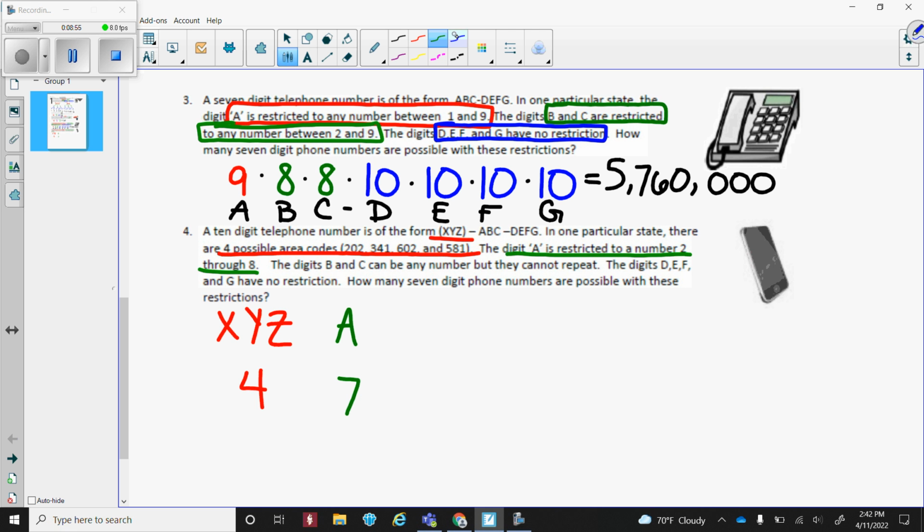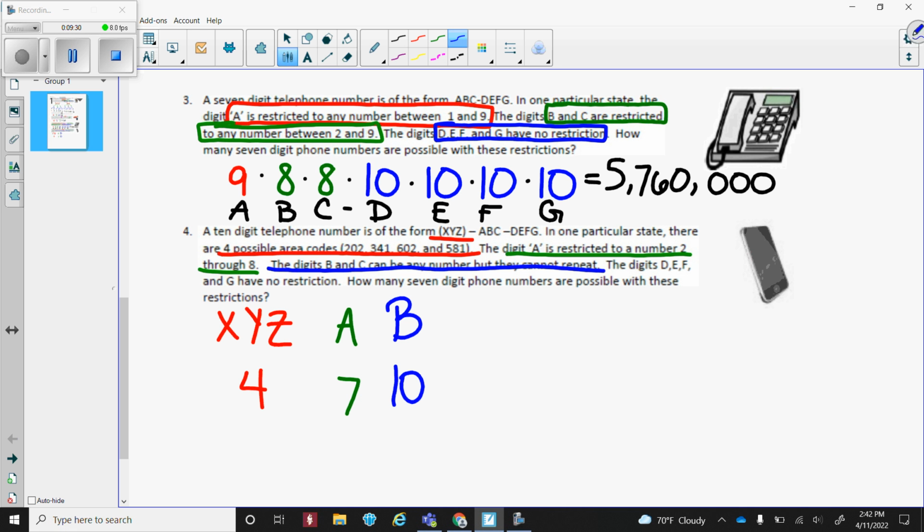Digits B and C can be any number, but they cannot repeat. Because they cannot repeat, if I choose 1 for B, C does not have the option for 1 anymore. If I choose 7 for B, C does not have the option to be 7. So if it's any number, think back to question number 3 where it had no restrictions. There were 10 things that could be available. So for B, you have 10 options, 0 through 9.